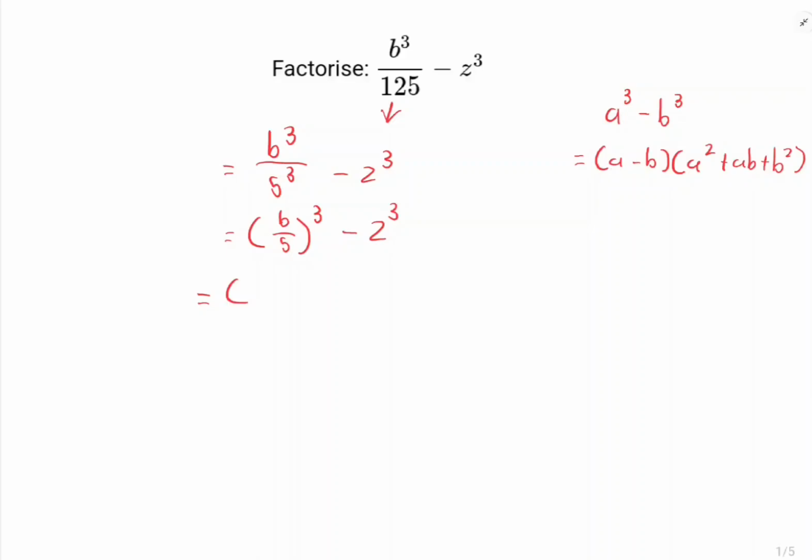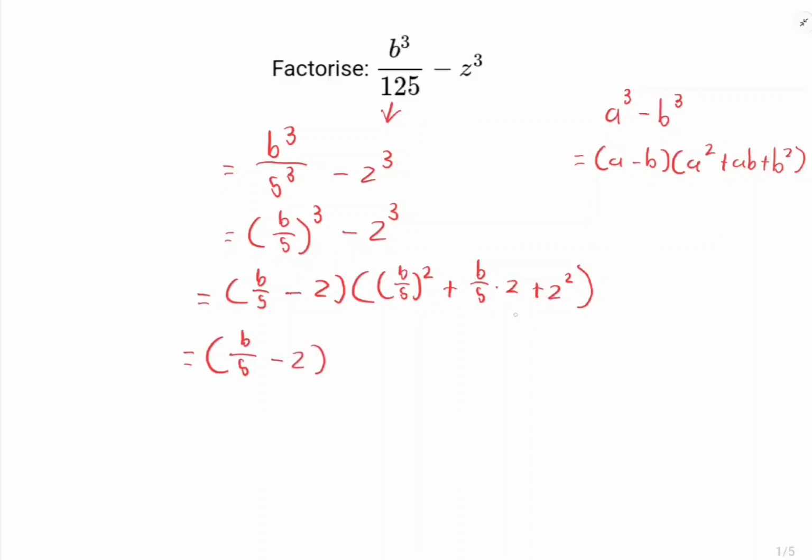On the first bracket, our a is b over 5, minus, we keep the minus here, our b is z. And then here, we square the a. Our a is b over 5, so we square b over 5. Change the sign, it is going to be positive, multiply the 2 terms, so it's going to be b over 5 multiplied by z, right? And then we square the last term, we square the z, so it's going to be positive z squared. And then now, let us simplify further and see if we can factorize further.